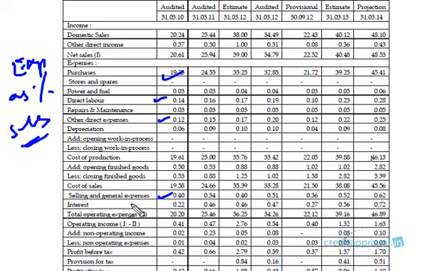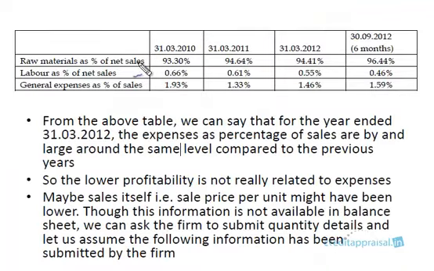So let us calculate these as a percentage of sales: raw material as a percentage of sales, labor as a percentage of sales, and general expense as a percentage of sales. And you will see that it's by and large at the same level. We've seen that the profit has come down for this year, but if you're looking at the major expenses on the expenses side, we thought that something happened at the operational level, because EBITDA has also come down.